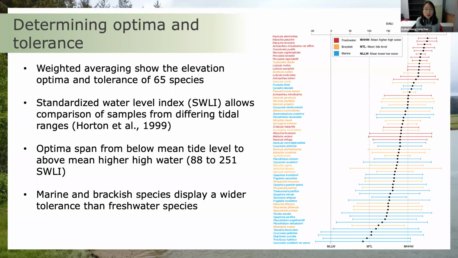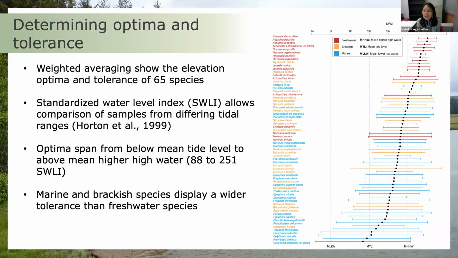And so the results of that weighted averaging are shown for you here on this slide, with the most abundant species being those that had to have a relative abundance of greater than 5%. That ended up being only 65 species. And I've plotted and labeled them for you based on their salinity preferences: red for freshwater, yellow for brackish, and blue for marine.